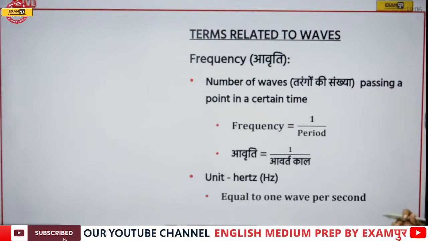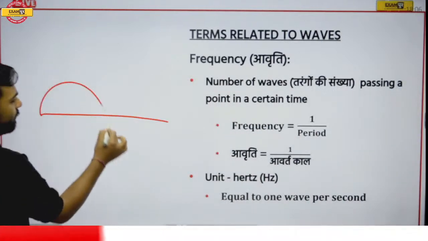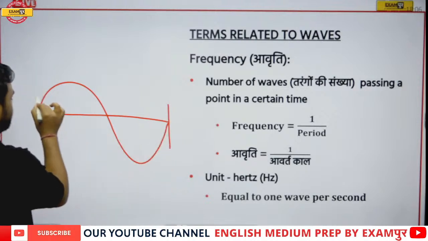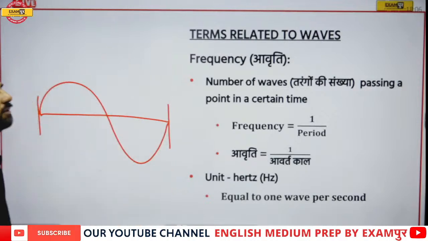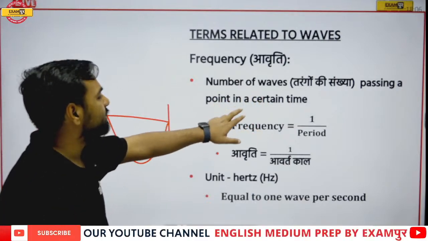Now, if I talk about frequency, so what is frequency? We were talking about wave, we have understood this cycle. Now in a single second, how many of these cycles can be made? Or in short, I'll say that it is the number of waves passing through a point in a certain time.